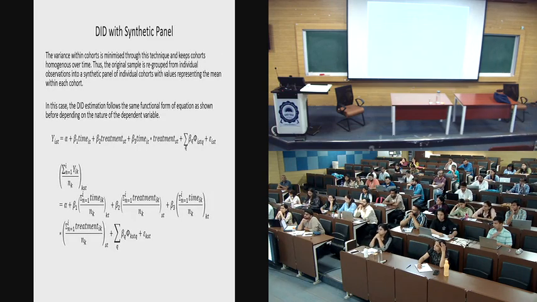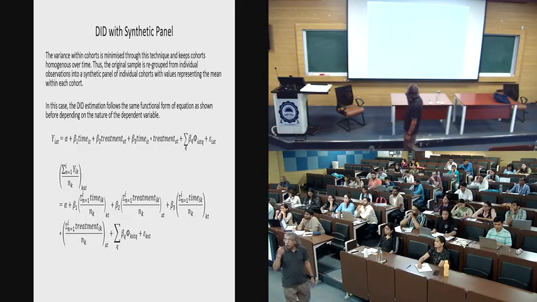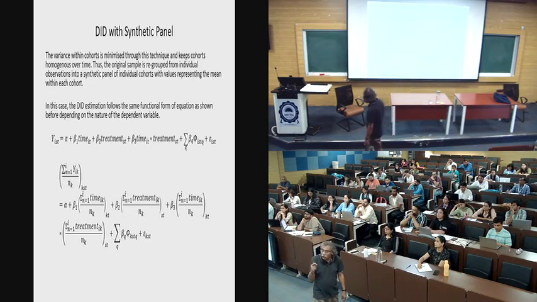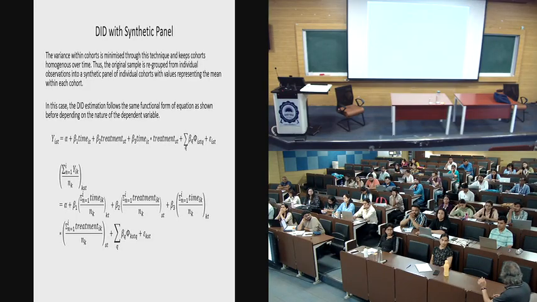Then the variance within cohorts is minimized through this technique and keeps cohorts homogeneous across the time period. So the original sample is regrouped from individuals' observations, because I said the age of different individuals is available, and I picked a group of 3, and then I create the synthetic panel of individual cohorts, right? Where the values represent the mean. Remember, I'm calculating the mean of those of you lying between this age group, how many hours you have worked in a particular week.